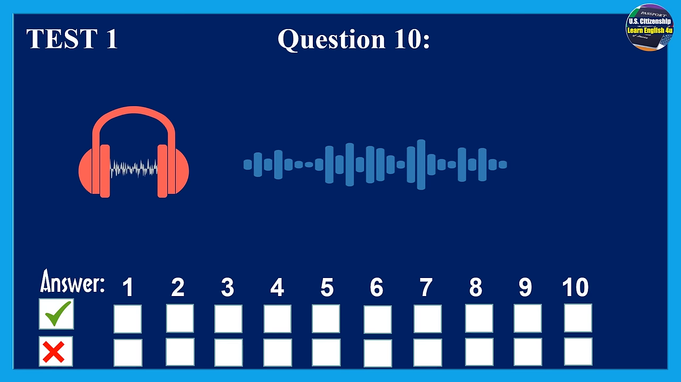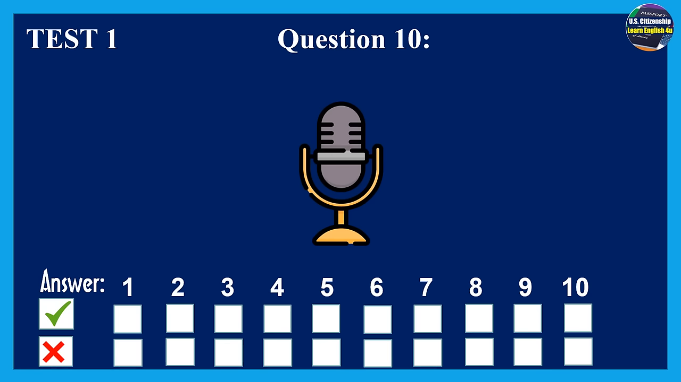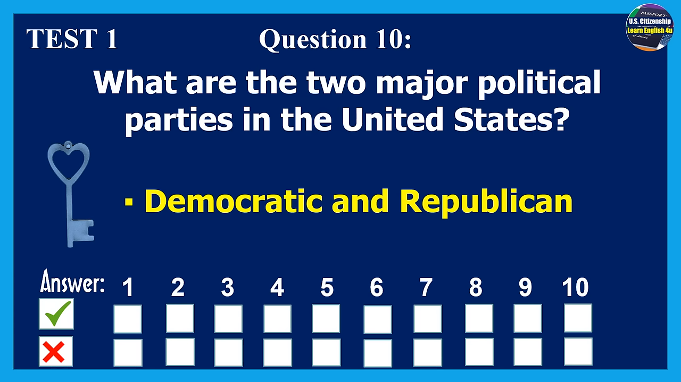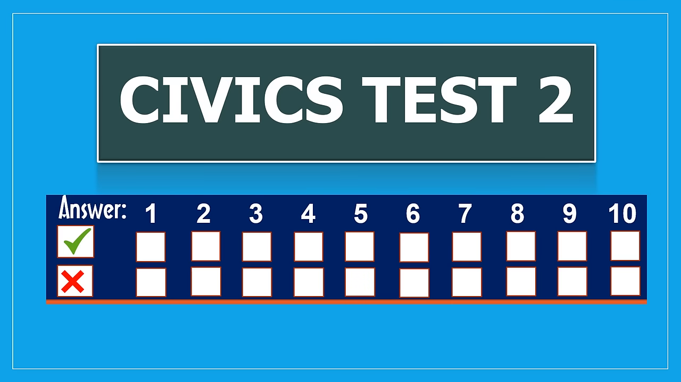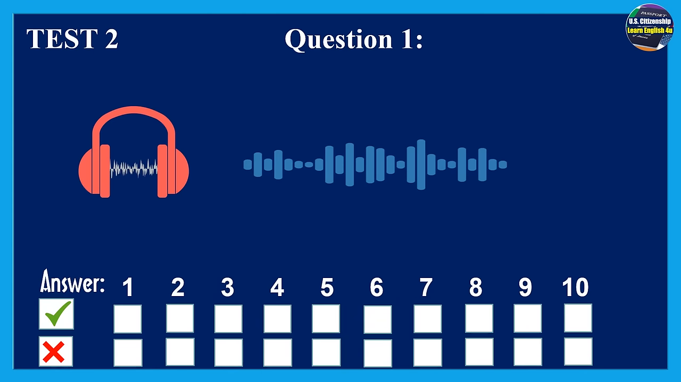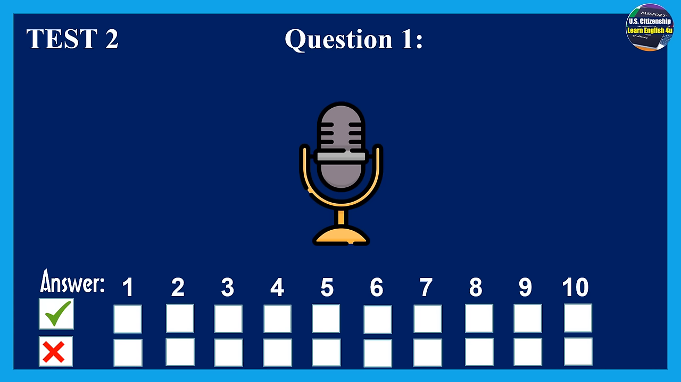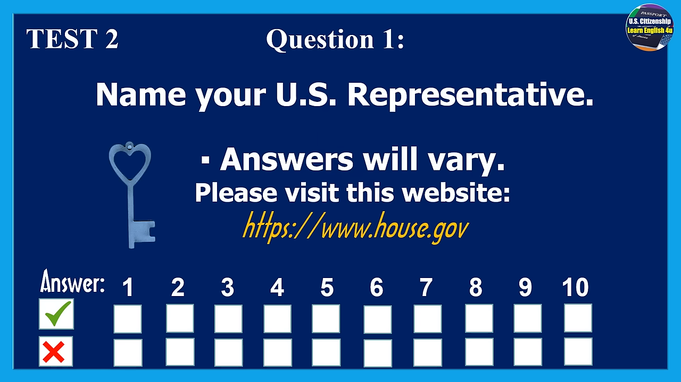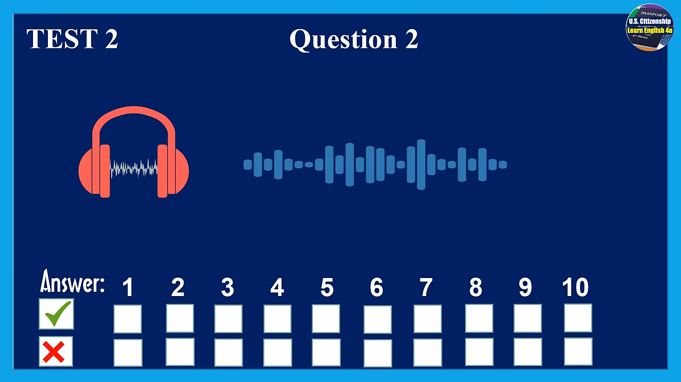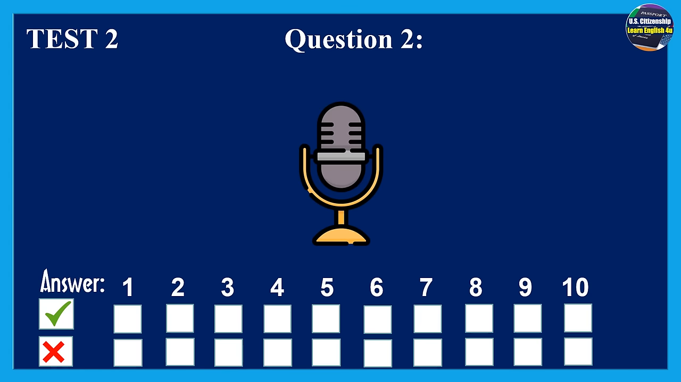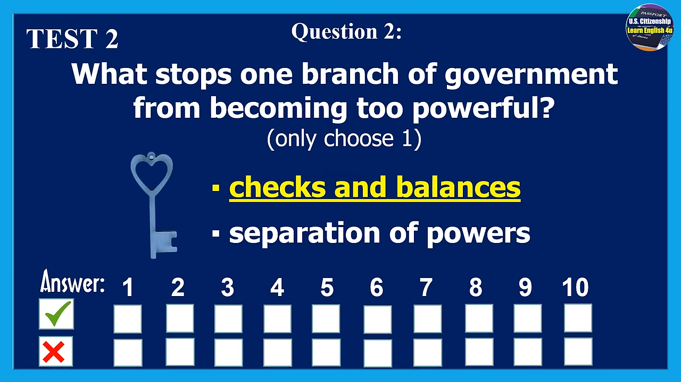What are the two major political parties in the United States? Democratic and Republican. Name your U.S. representative. Answers will vary. Please visit this website. What stops one branch of government from becoming too powerful? Checks and balances.